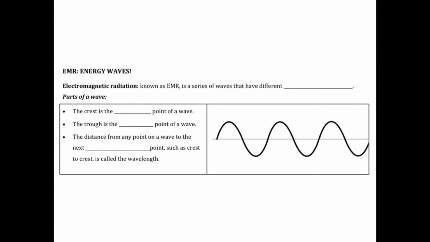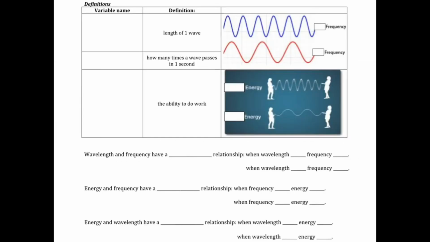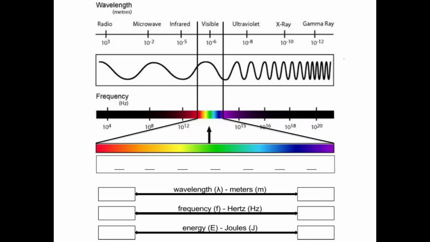All right, let's go ahead and now talk about electromagnetic radiation. Electromagnetic radiation, also known as EMR, is a series of waves that have different energies. So what we're going to talk about is what the electromagnetic spectrum is, which before we fill out these notes, I'm going to go ahead and go to this right here.